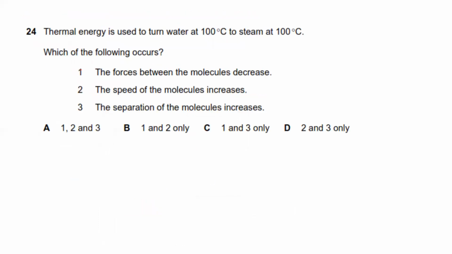Then question 24, it says thermal energy is used to turn water at 100 degrees centigrade to steam at 100 degrees centigrade. Which of the following occurs? So a state change is happening. So the force between the molecules decreases. Yes, this will happen because the state of the material is changing from water to steam.